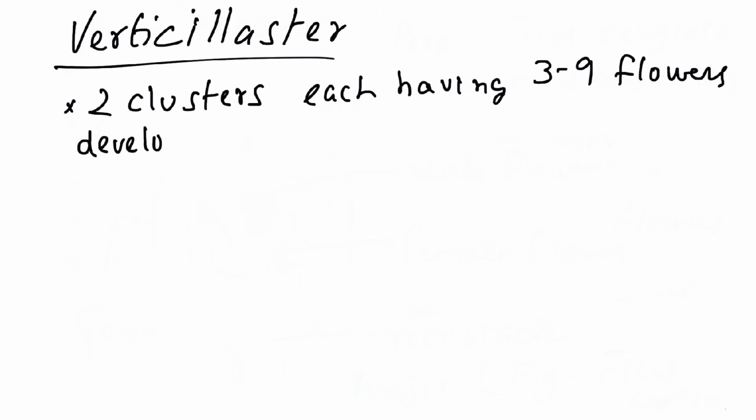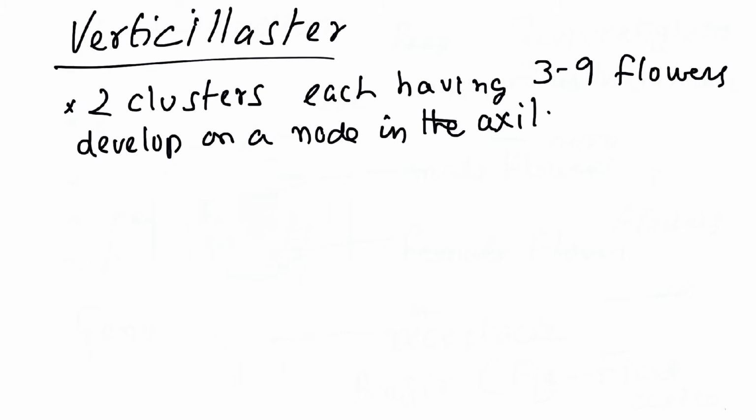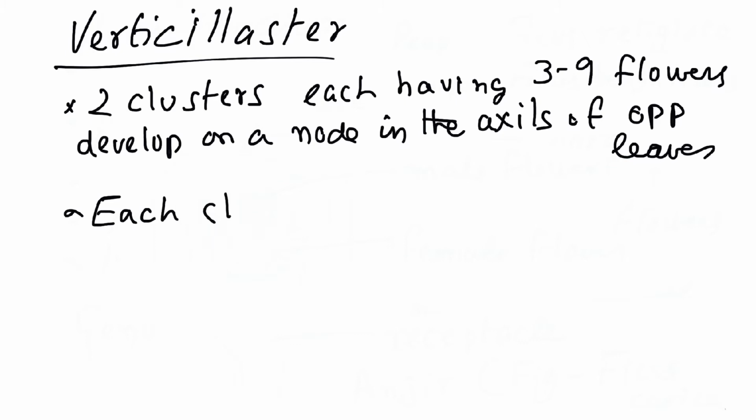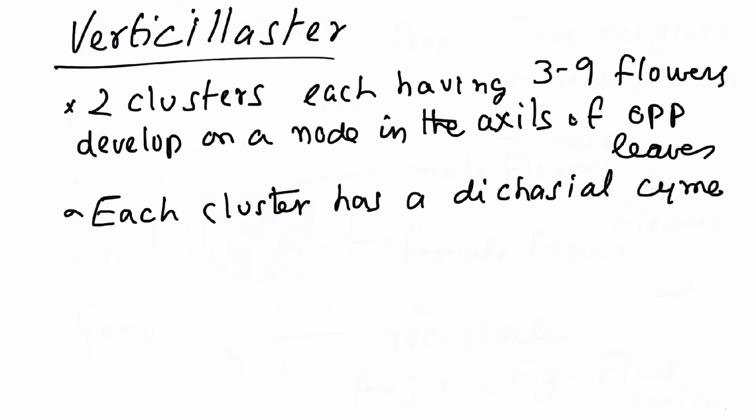Primarily two clusters, each having 3 to 9 flowers, developing on a node in the axils of opposite leaves. So note the point that there will be two clusters, each having 3 to 9 flowers, and that's the first important point. The second point is that each cluster will be having a dichasial cyme. So it's very interesting. We have in the inflorescence itself a dichasial type of floral development occurring, and more than that, there are also branches with monochasial cyme.